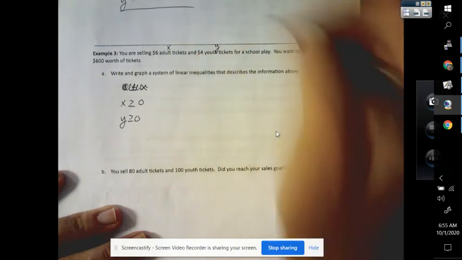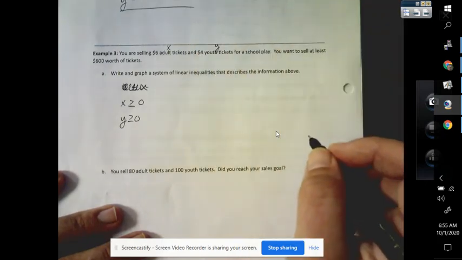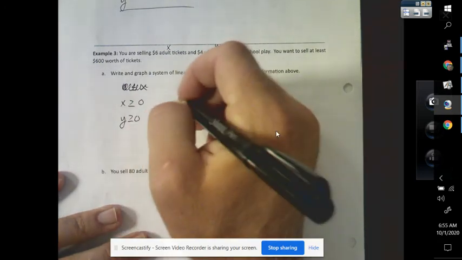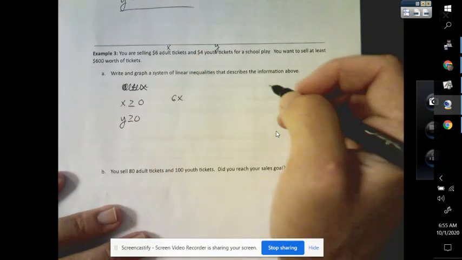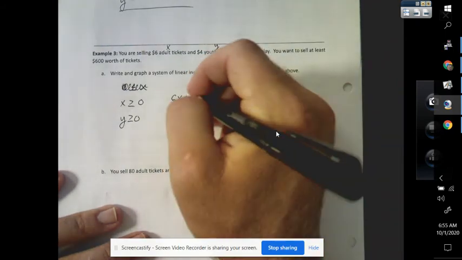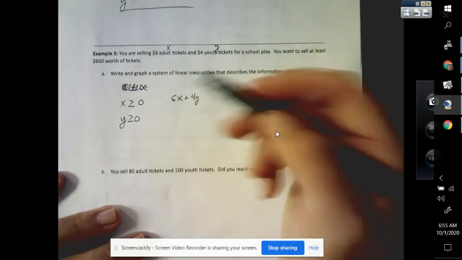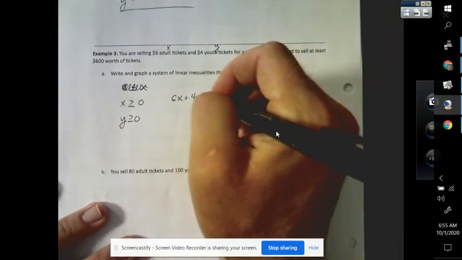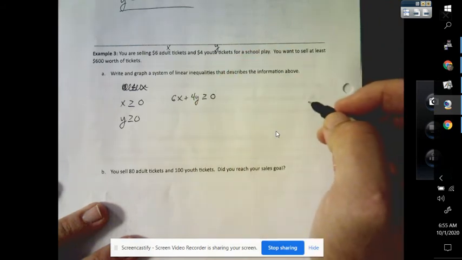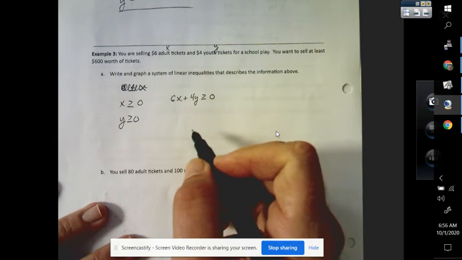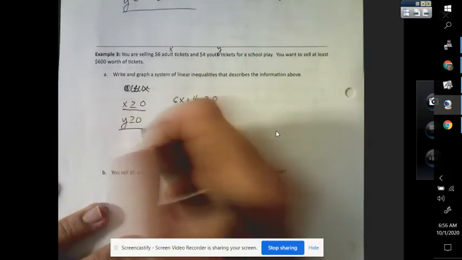Now I'm going to call adult tickets x and youth tickets y. All right. If I know it costs $6 for an adult ticket, I can write 6x plus I know it costs $4 for a youth ticket for y. And I want to sell at least $600 worth of tickets. So 6x plus 4y is greater than or equal to 600. Okay. Now, wonderful. There's my system. Okay. There's my system right there. I've got my 3 graphs. All right.